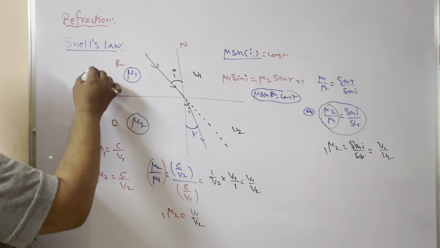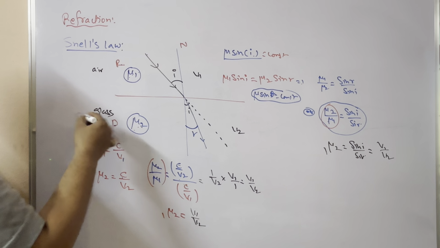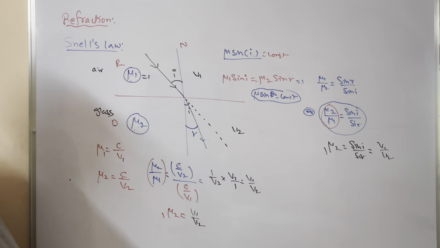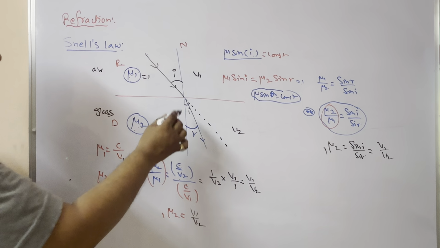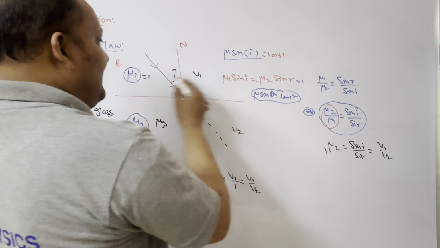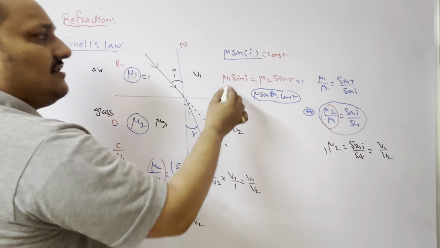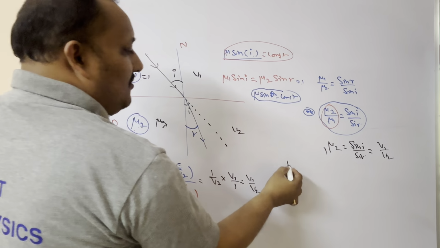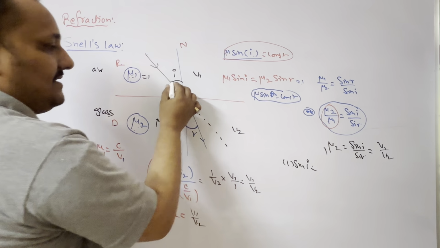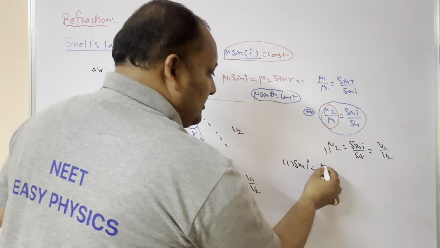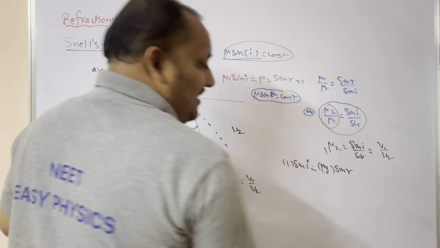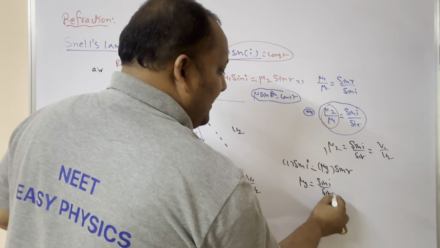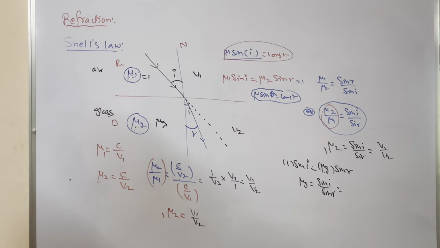So let us assume this is air and this is glass. In air, the refractive index we take is 1, so mu1 is 1. In glass, we take the refractive index of glass. How do we write this equation? If you forgot this equation also, no problem, just remember and we can write it. So mu1 sin i, where mu1 is 1, sin i is equal to mu g sin r. So the refractive index of glass is sin i by sin r, correct?